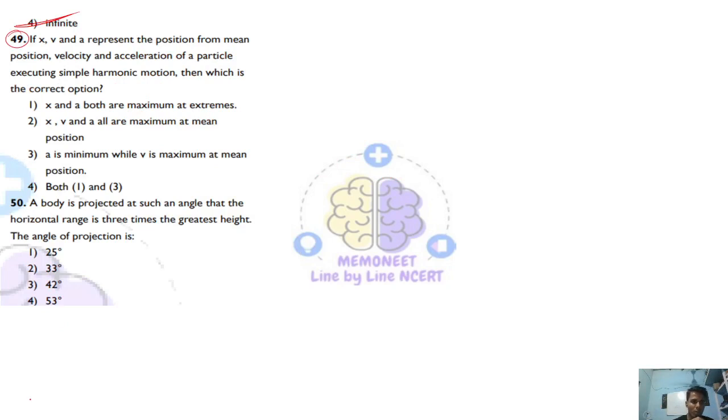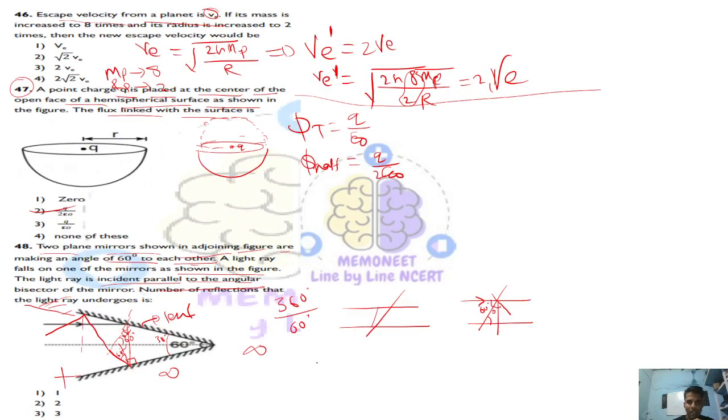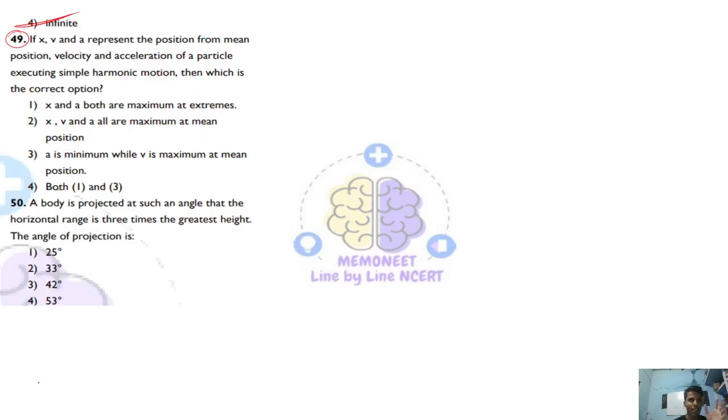Now moving to the 49, because you can understand now. If there is a certain length of the mirror, and we have a certain angle between the mirrors, then you can predict how many finite reflections can occur. But if you don't have a certain length, then it will have infinite reflections. Okay, now moving to next.